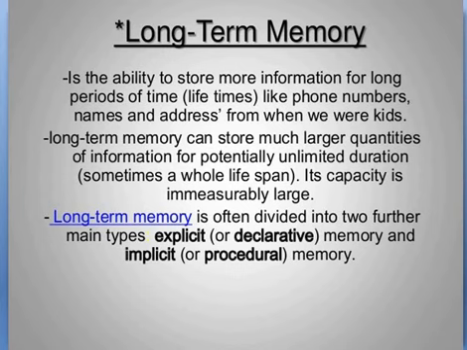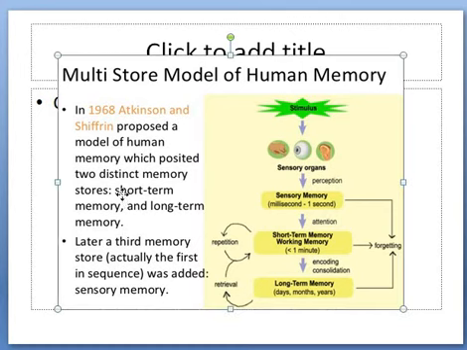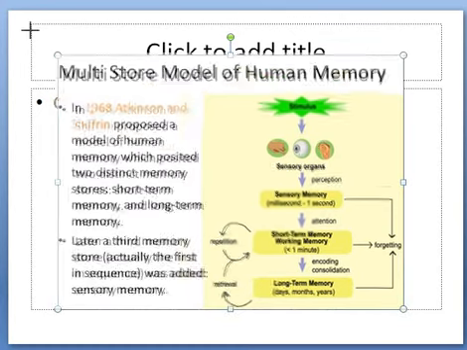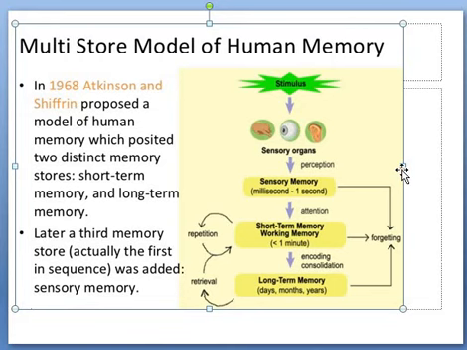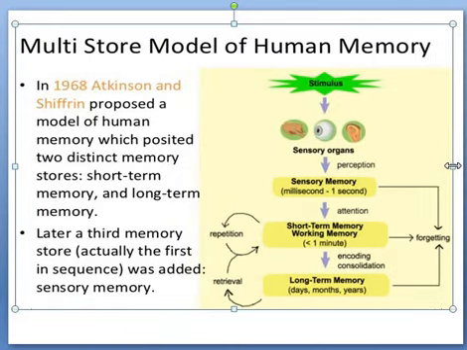Firstly, we will discuss control processes that were given by Atkinson and Shiffrin. In 1968, Atkinson and Shiffrin proposed a model of human memory which posited two distinct memory stores, short-term and long-term. Later, a third memory store, actually the first in sequence, was added: sensory memory.